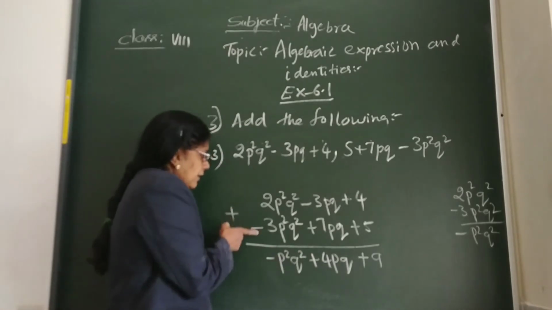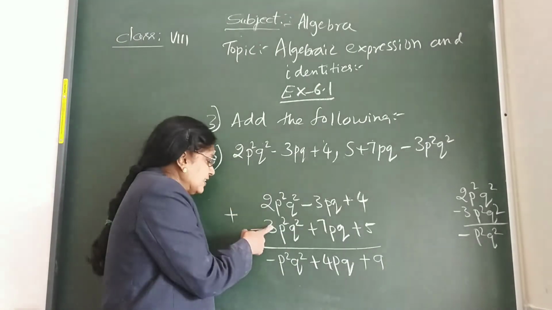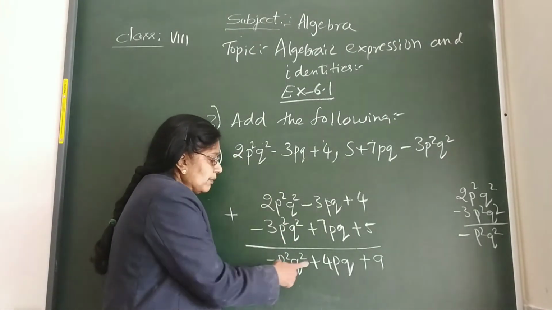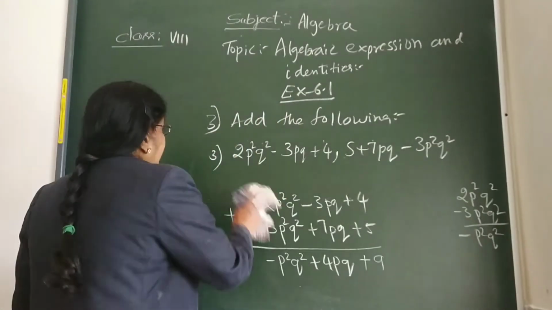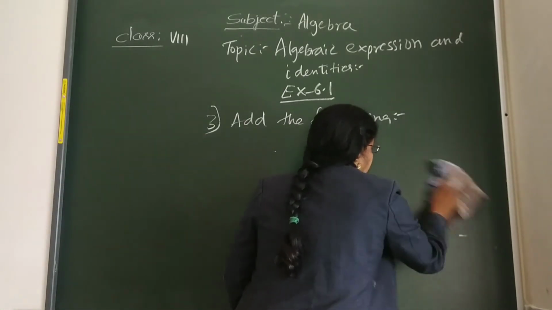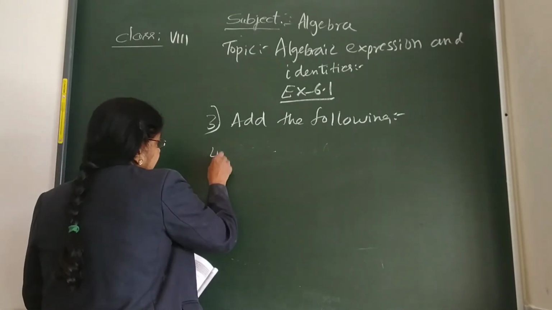So here 1 is plus, 1 is minus. See the greater number. The greater number is 3, so you get the minus sign over here. 3 minus 2 is 1, so p square q square. So this is what you have to do in the third sum in third main. It is exercise 6.1. And next we will go to the fourth sum in third main.